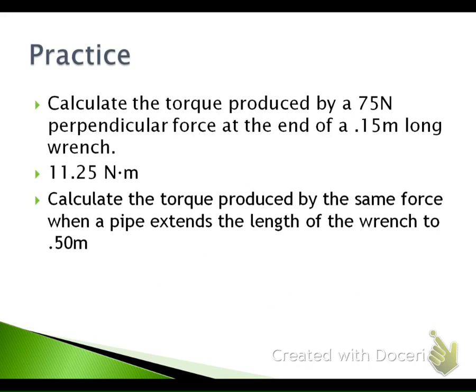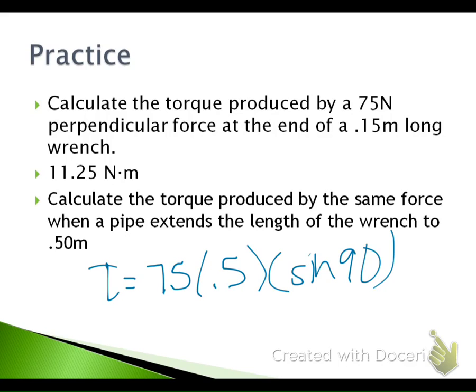It says calculate the torque produced by the same force when we extend the radius of the wrench to 0.5 meters instead of 0.15 meters. Do you think the torque will increase or decrease? Increase. So let's do the math and see if it works out. Torque equals 75 times 0.5 times sine of 90, which should just be half of 75. So torque is 37.5 Newton meters. And this is an increase from our last problem, right? The torque increased as we extended that wrench. Does that make sense? Kind of common sense, logically?